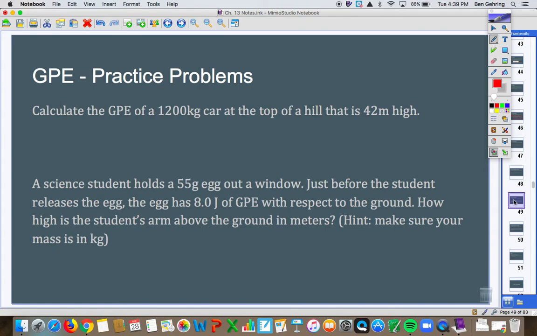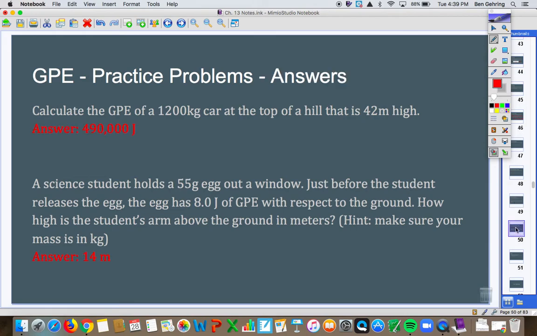So calculate the GPE of a 1,200 kilogram car at the top of a hill that's 42 meters high. And the last one, a science student holds a 55-gram egg out a window. Just before the student releases, the egg has 8.0 joules of gravitational potential energy with respect to the ground. How high is the student's arm above the ground in meters? Note at the bottom it says, hint, make sure your mass is in kilograms. All right, go ahead and pause this video. When you resume, you'll get your answers.